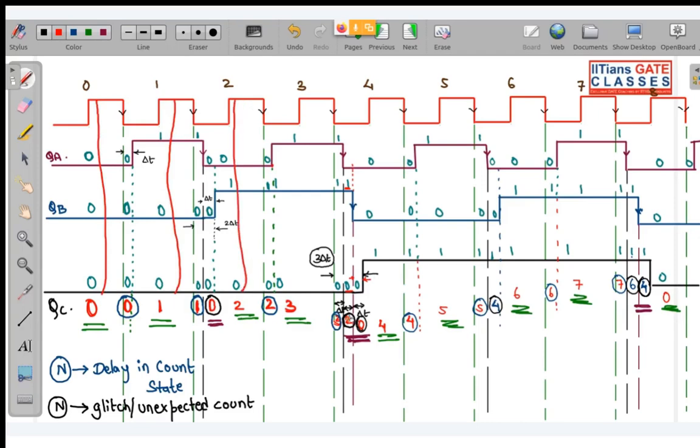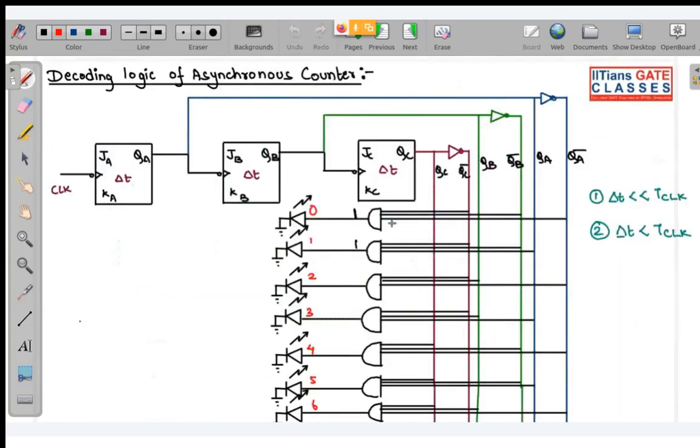This 2 is present in the positive, 3 is present in this positive, this 4 is present in this positive level. So if I take only the reading at the positive level of the clock, I won't be getting any glitch. So what we do, basically, we have one strobe input, and that strobe input is connected to this clock.